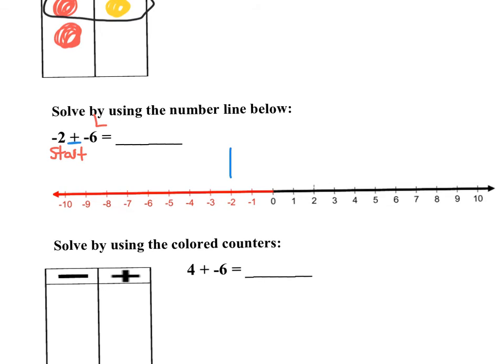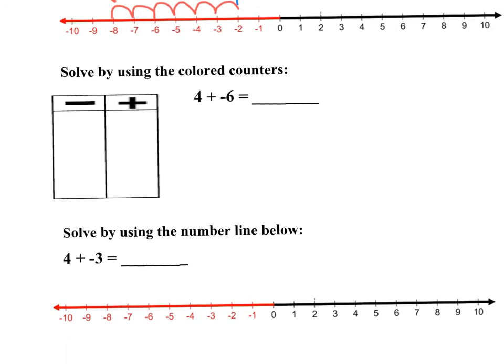Okay, so we're going to go ahead and move 6 times to the left. So we're going to go 1, 2, 3, 4, 5, 6. And I'm going to draw my arrow, and where I stopped was a -8. Okay? Remember, this is my stopping point. This is where I stopped. Okay? All right, let's try the counters again.